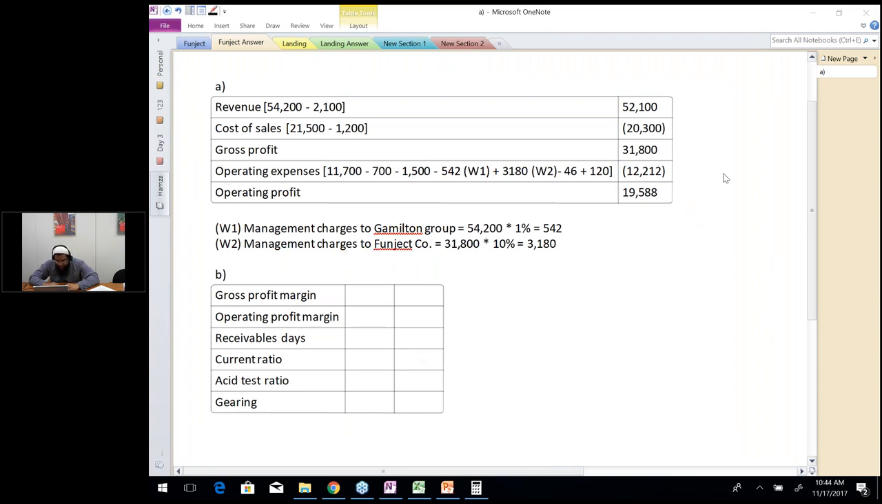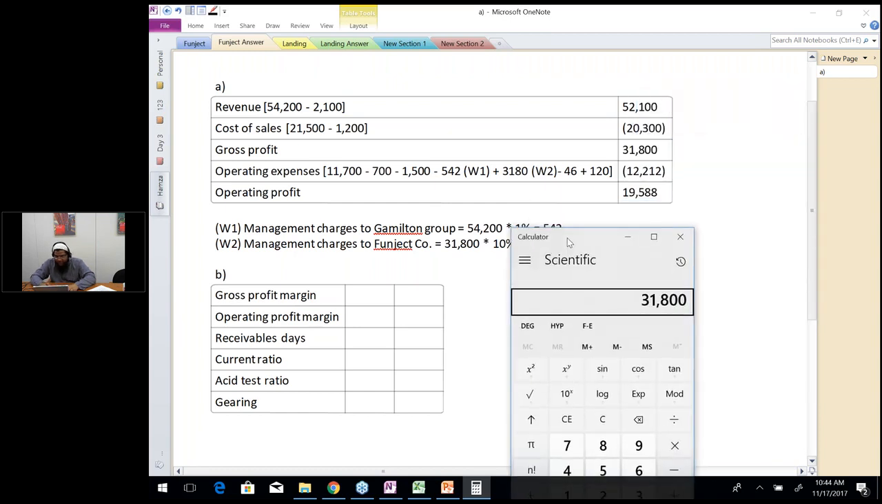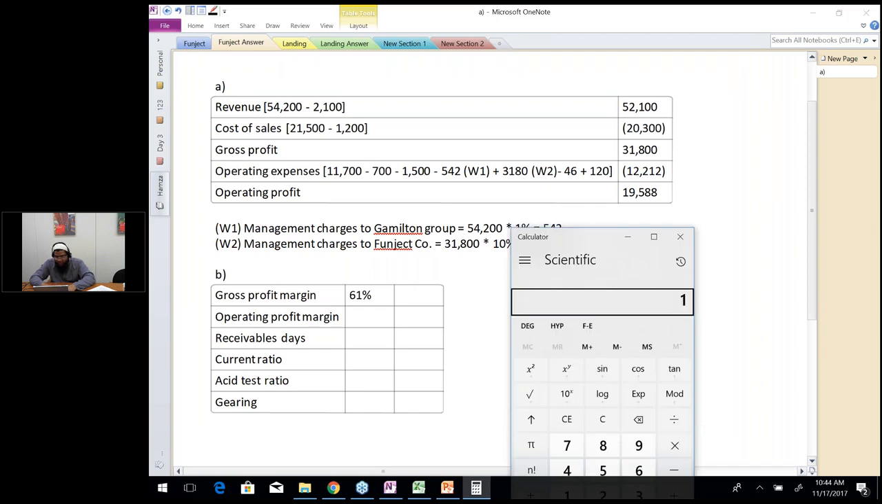Okay, so a lot of people have already answered. The GP margin, let me calculate as well so that it is being recorded for future use. The gross profit is 31,800 divided by 52,100, which is 61.036, so we can say 61% approximately. The operating profit margin is 19,588 divided by 52,100 into 100, which is going to be 37.6%.